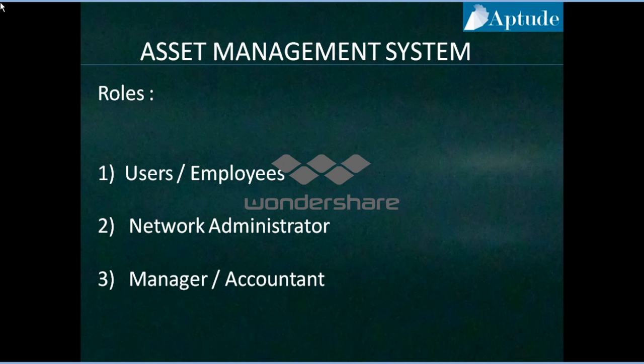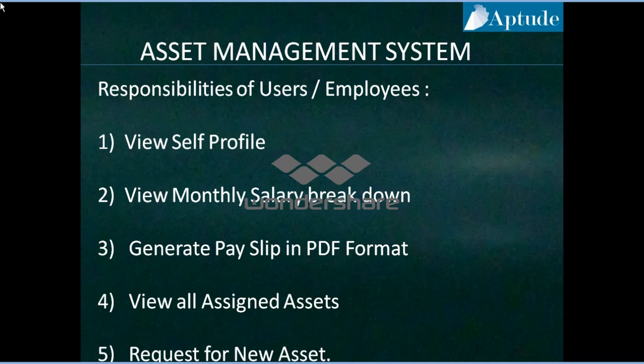In the current system, there are 3 types of roles, namely users or normal employees, network administrators, and manager or accountant. Moving closer, the responsibilities of users or normal employees are to view their own profile, which shows personal details. He can also view his monthly salary breakdown structure, generate payslips in PDF format, view all the assigned assets in the company, and request new assets.